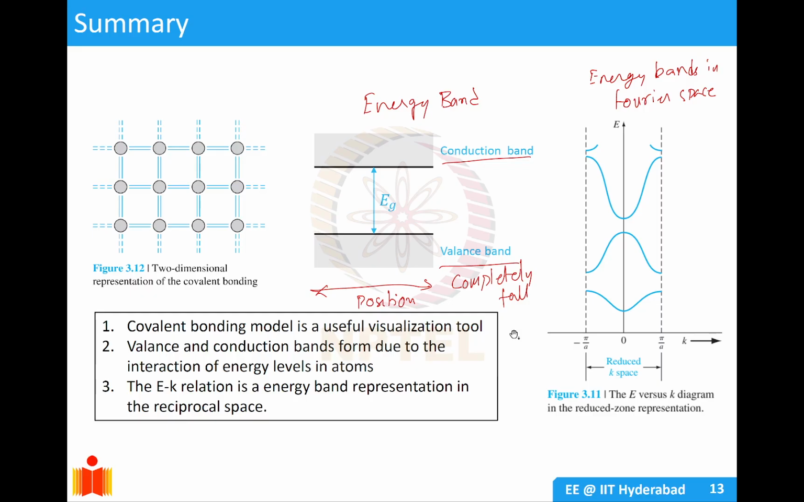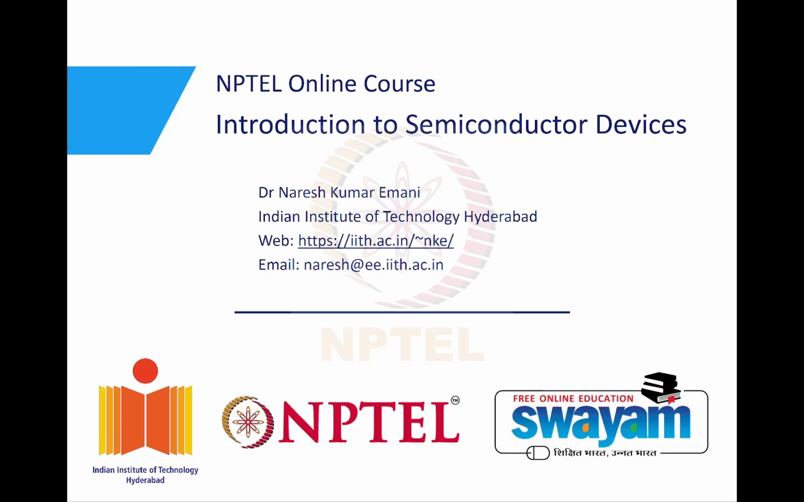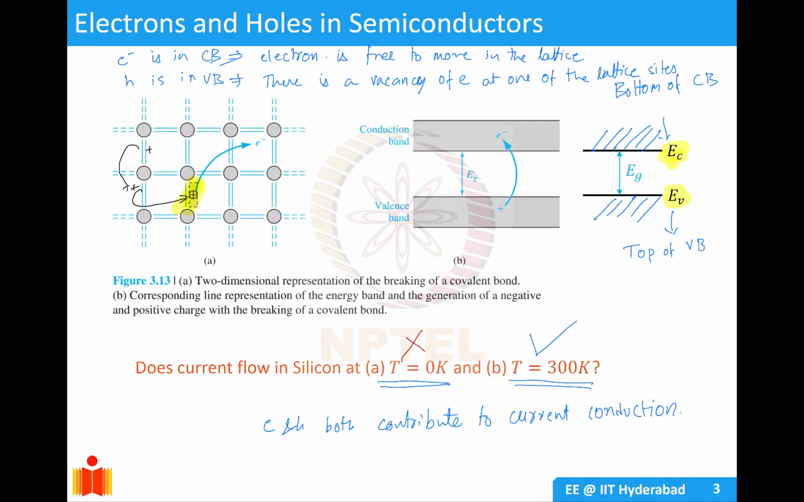So this is the summary we just studied. So that is how you get the energy gap due to the interaction between atoms in a lattice. Now, from this, let's study electrons and holes.